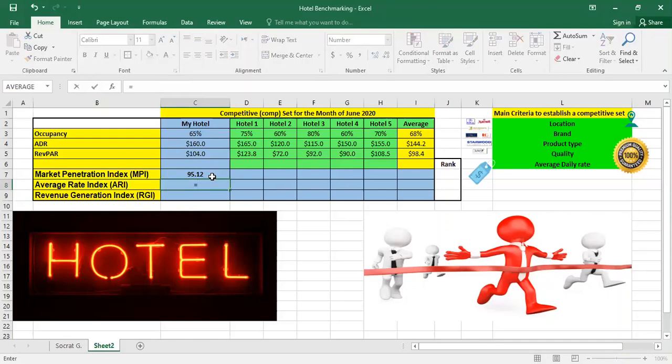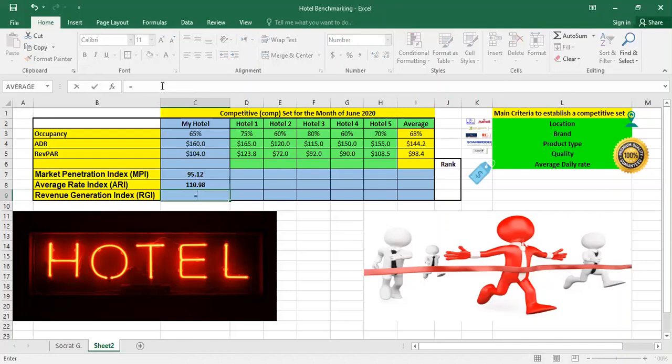Now, if we go to the average rate index, it's our ADR divided by the average ADR in this market. Also, we have to add the dollar sign. Okay, and we multiply it by 100. Then for the average rate index, we are performing better than the average of this market because it's greater than 100 and it's 110.98.